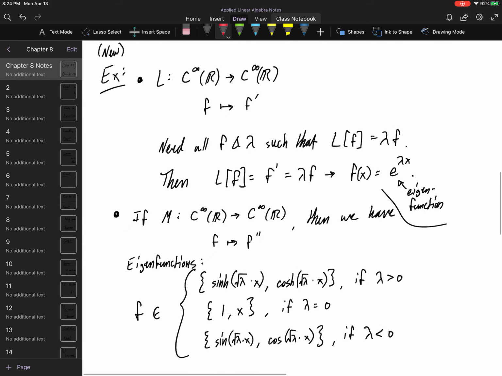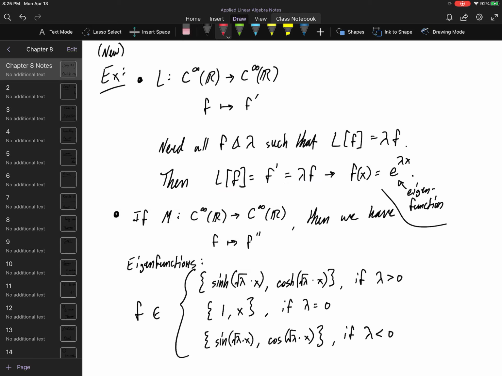What's new now: let's think about a linear operator going from smooth functions to smooth functions. That's a vector space. And we're just going to say that L is the derivative operator. So I would like to find all functions f and all scalars lambda such that L of f is equal to lambda times f. L of f is just simply the derivative, and we need the derivative to be equal to lambda times the original function.